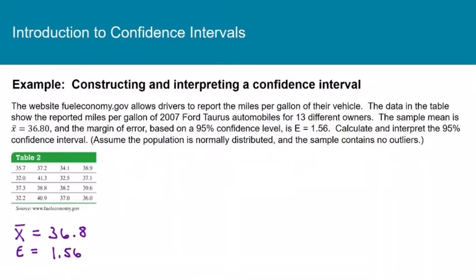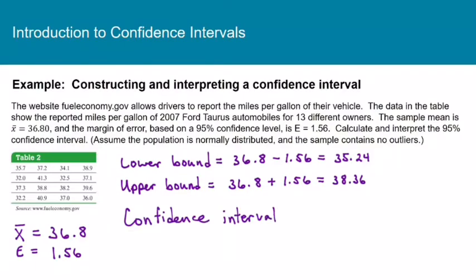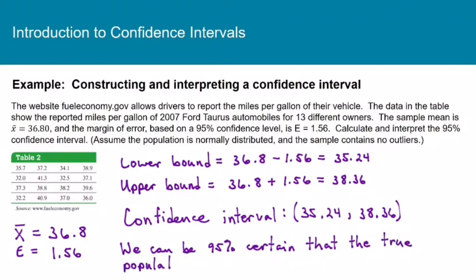And remember that a confidence interval goes from x bar minus E to x bar plus E. So first I'll just take x bar and subtract E, so 36.8 minus 1.56 is 35.24, and then I'll take x bar and add E, so 36.8 plus 1.56 gives us 38.36. So our confidence interval goes from 35.24 to 38.36, and that means we can say we are 95% certain that the true population mean is between 35.24 and 38.36.